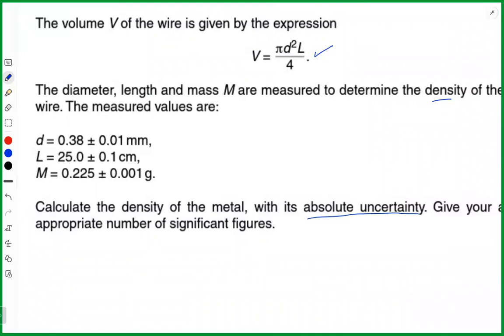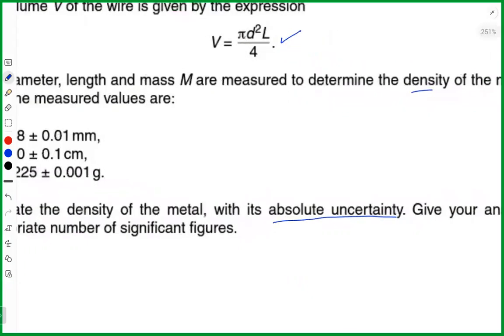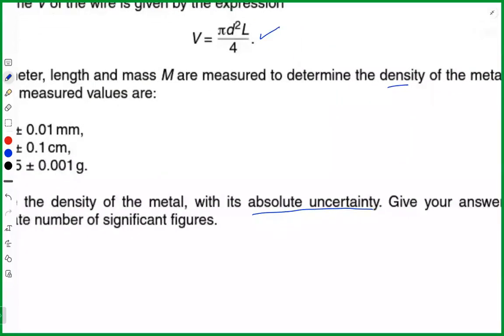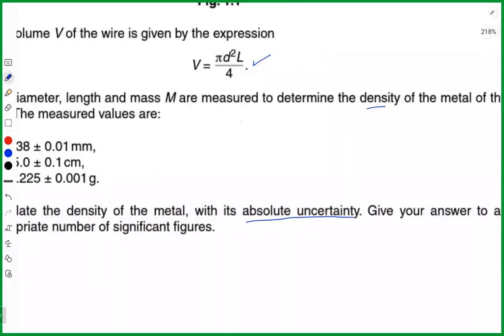We cannot first find volume and then find density and its uncertainty, because if we do that, first we have to find volume and its uncertainty, and then we have to find density and its uncertainty. That will be a very long job. So what we can do is embed the formula of volume into the formula of density, and this is how we do that. We know density equals mass over volume.